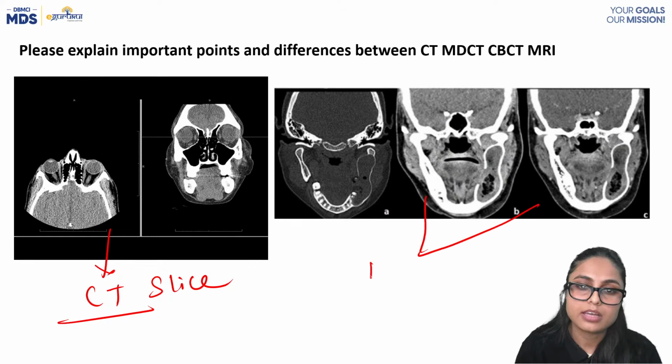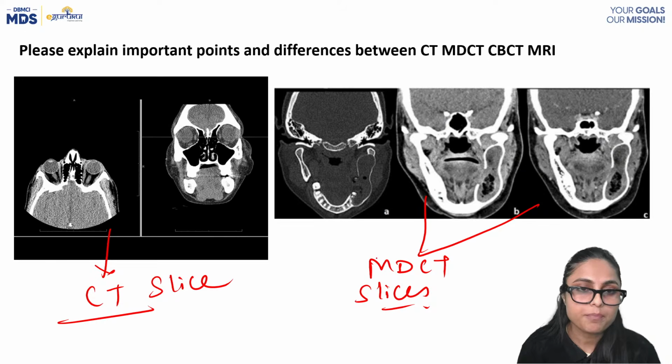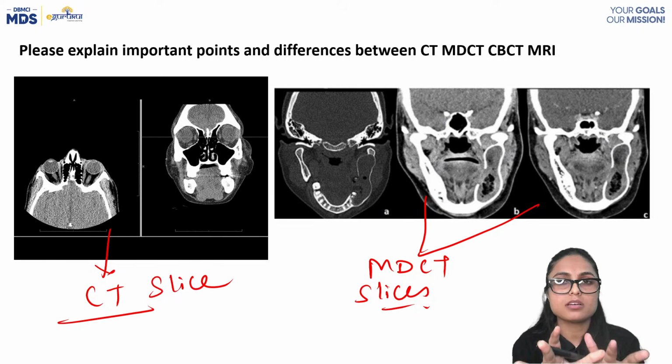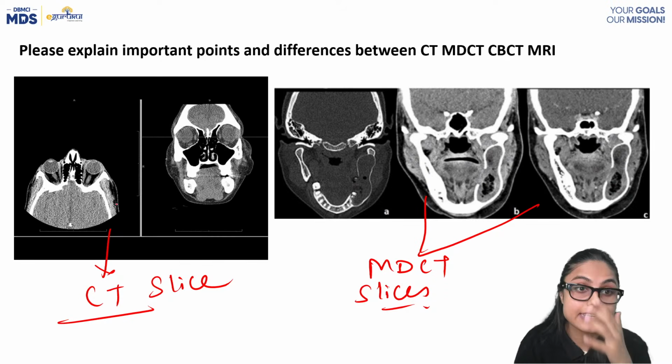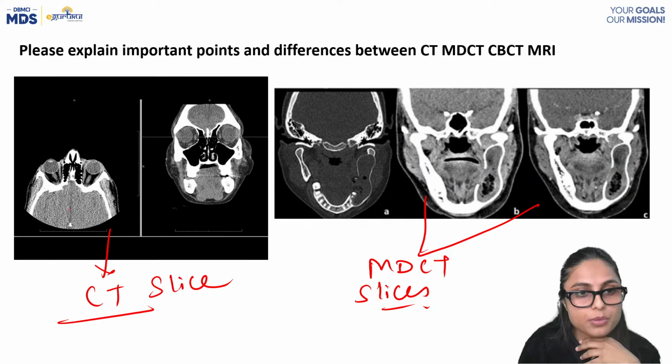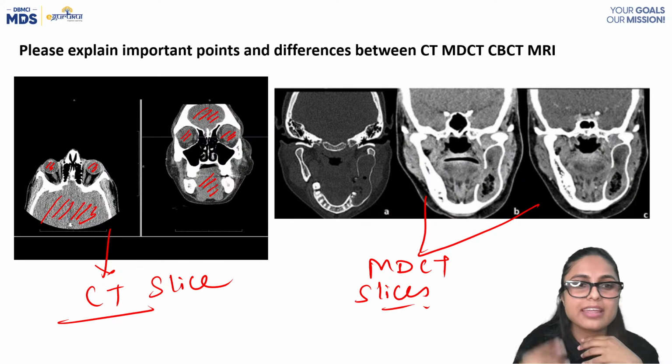These are MDCT slices. I've put these slices here to show you the soft tissue contrast that we get in CT. If you look at the CT scan, you can just see the graininess. These are the soft tissues, this gray area. So you can just see graininess.